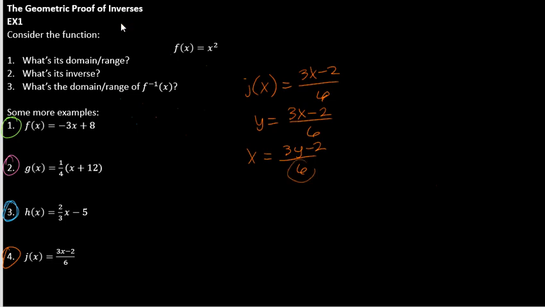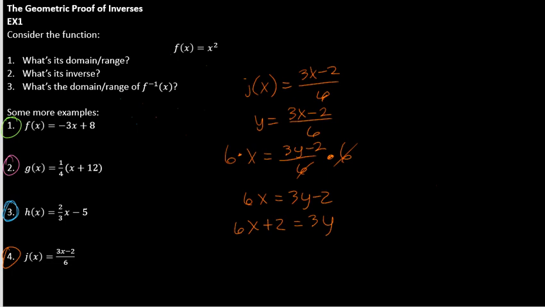First, I want to make that 6 go away. The way I'm going to do it is the inverse of dividing by 6, which is times 6. Those are going to cancel. What I do to one side, I do to the other. So this becomes 6x equals 3y minus 2. Add 2 to both sides: 6x plus 2 equals 3y.